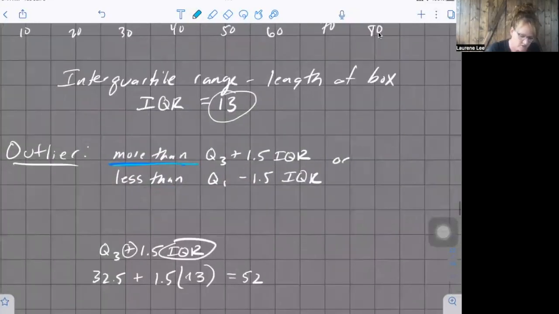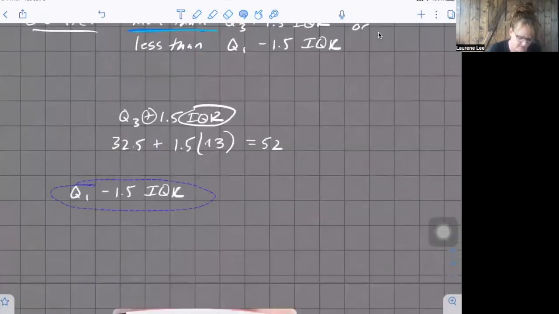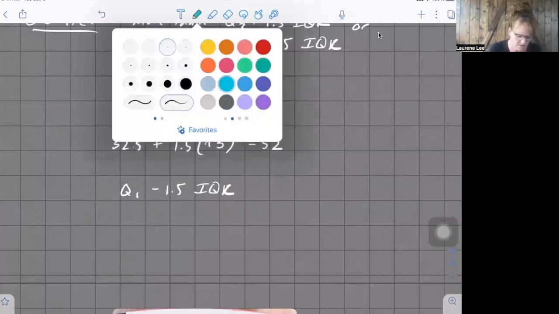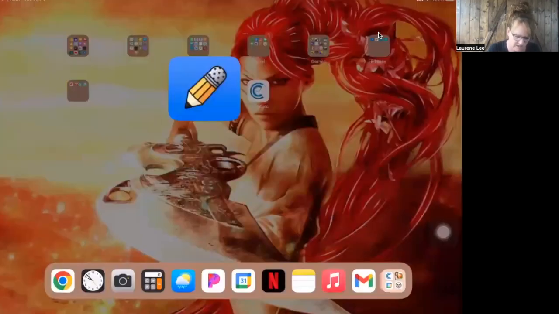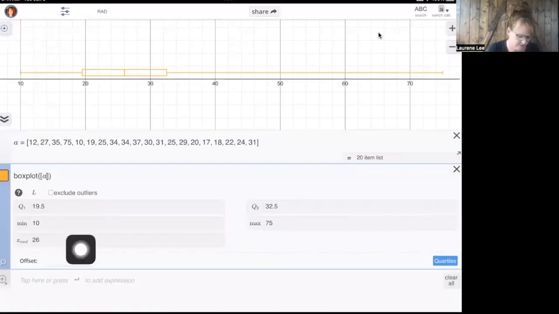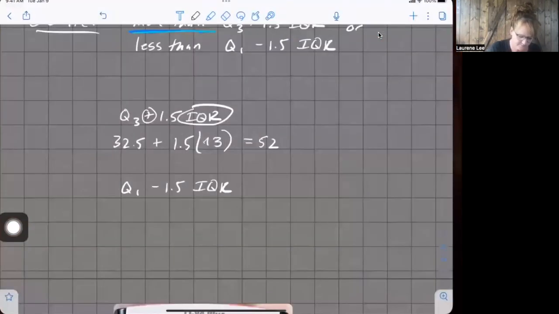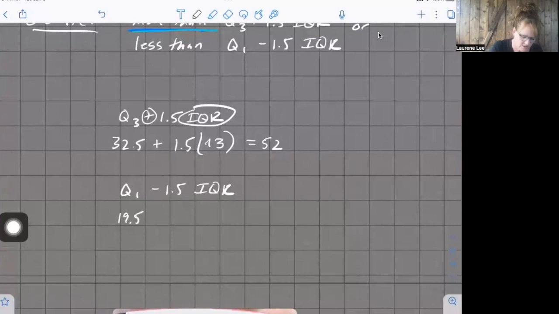So on the bottom, we're using this formula right here, and we're going to plug in these values. First, quartile 1, that's going to be right here, 19.5, minus 1.5 times the interquartile range, which is still 13. So on my calculator, I'm going to go 19.5 minus 1.5 times 13, and I get 0.